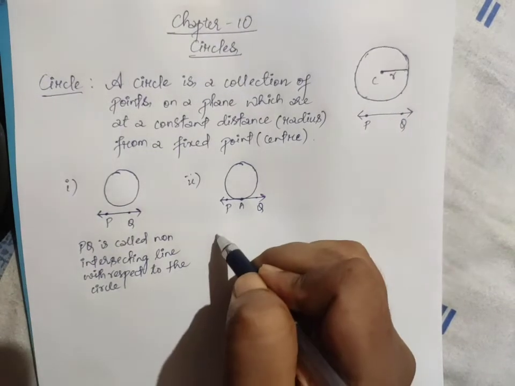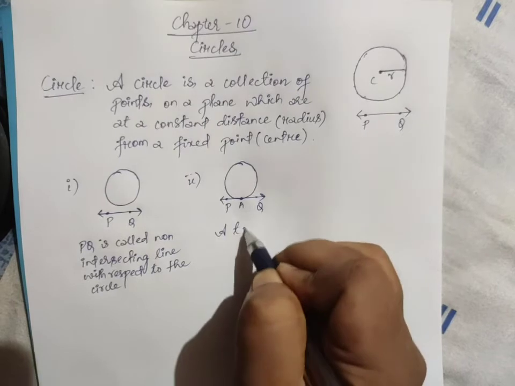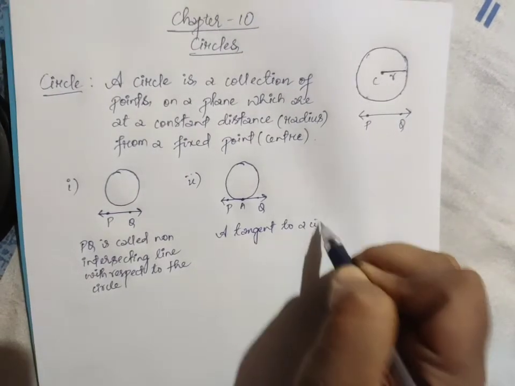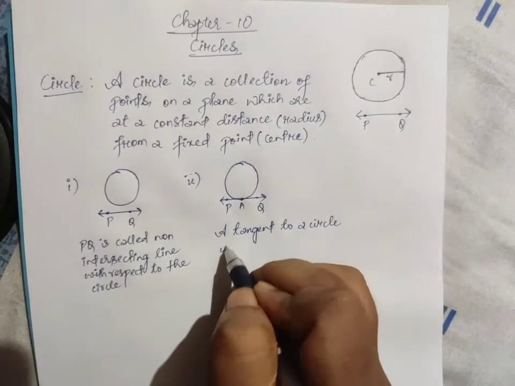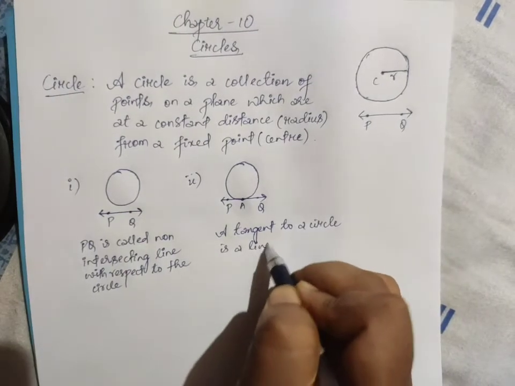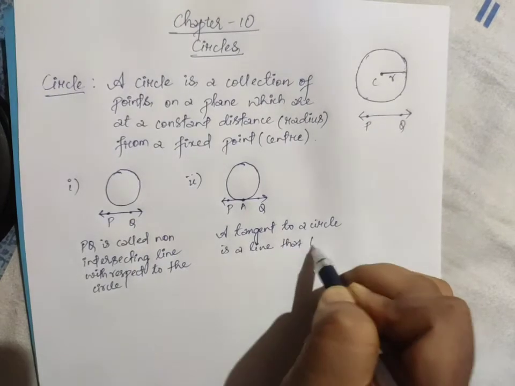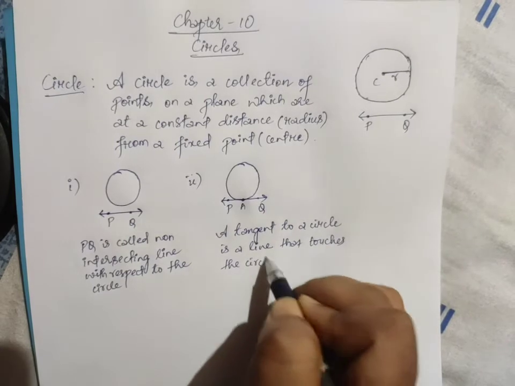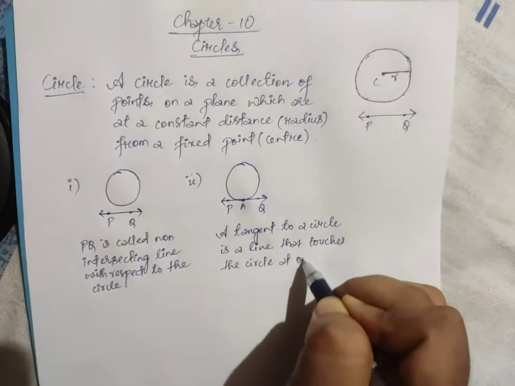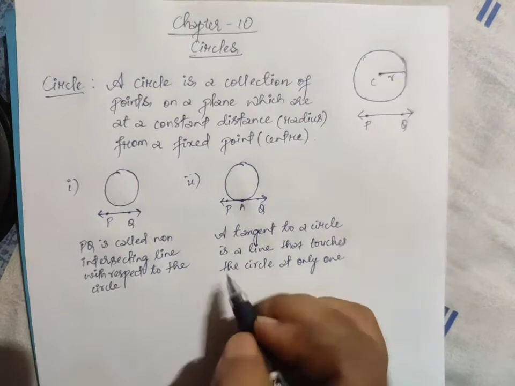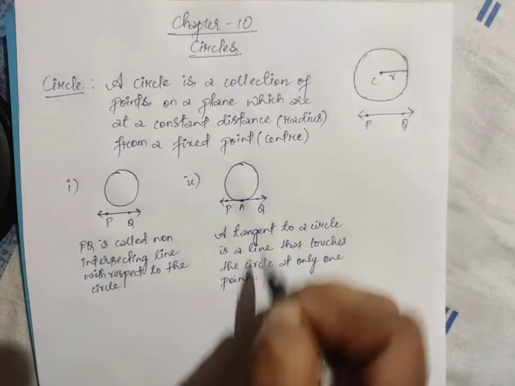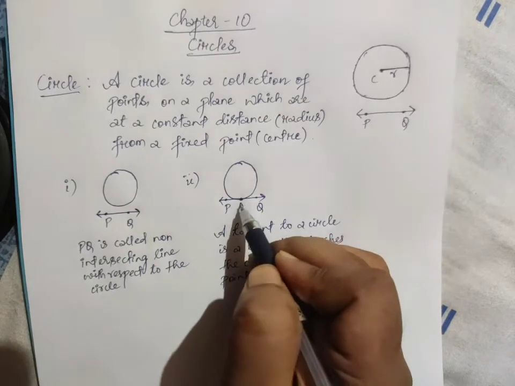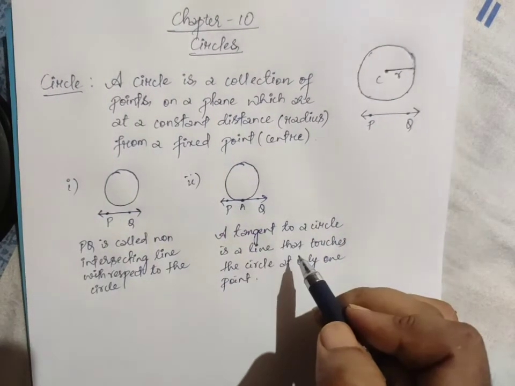You can write: a tangent to a circle is a line that touches the circle at only one point. As you can see in the figure, this line is touching the circle at only one point, this point A. So this line is called a tangent.